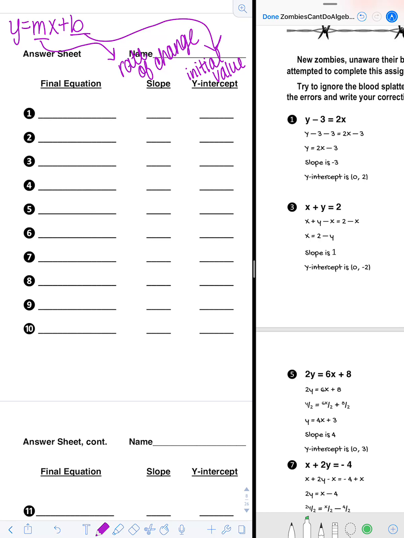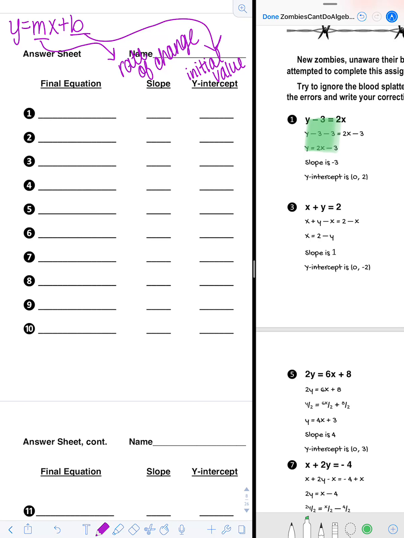So let's take a look at number one. You'll need both sheets kind of as we go through this. If I look at number one, the original equation was y minus 3 equals 2x. And this zombie decided they were going to do subtracting 3 on both sides. So that's going to be the mistake here. This is subtracting 3.